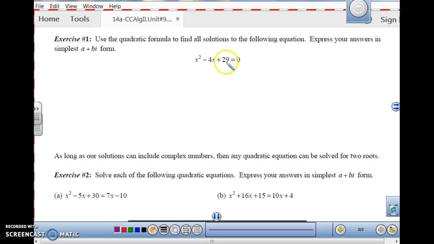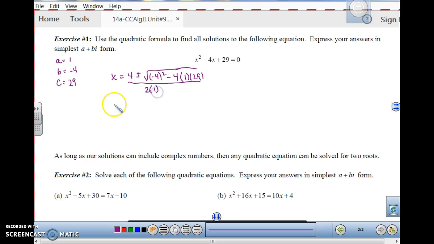All right, x squared minus 4x plus 29 equals 0. If I want to find the solutions, first it's equal to 0. Figure out your a, b, and c. All right, a is going to be 1, b is going to be negative 4, c is going to be 29. So your formula is x equals negative b, negative 4 would be positive 4, plus or minus the square root of b squared, negative 4 squared, minus 4ac would be 1 times 29, all over 2a, which would be 2 times 1.